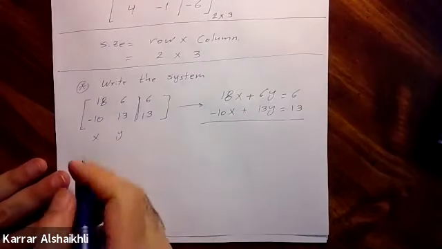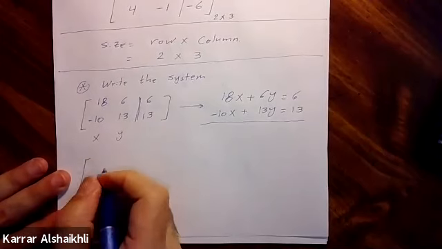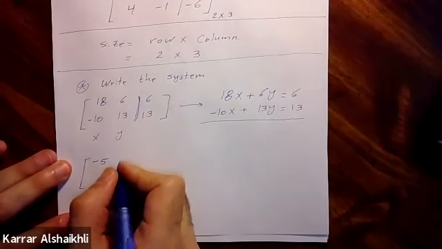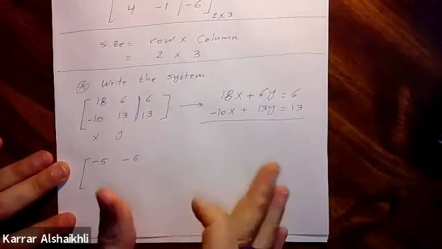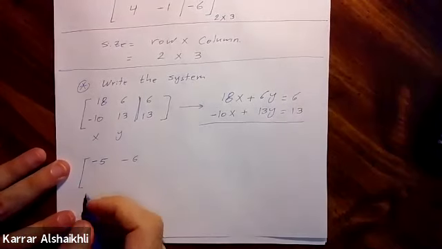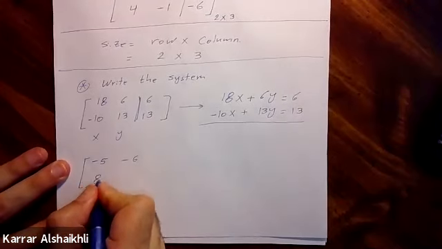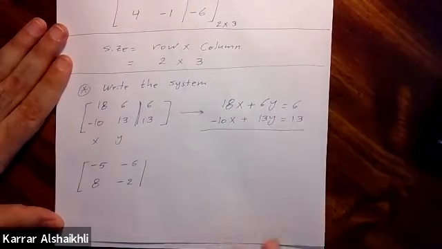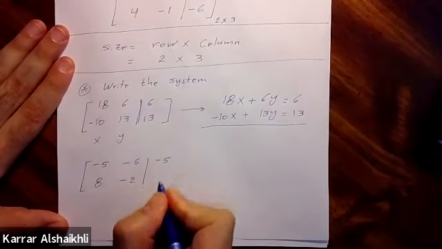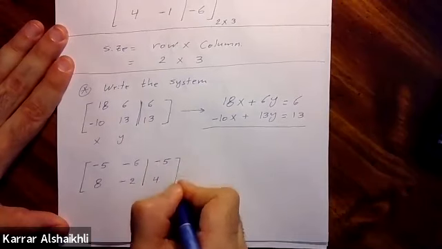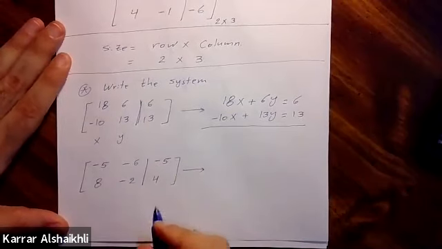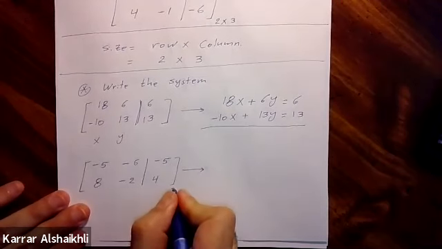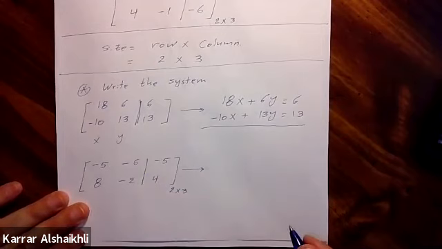Here's another one. If we have this augmented matrix, which is -5, -6, -5, 8, -2, 4. So be careful with the sign in the matrix. They give you the augmented matrix, and you have to write down the system. So this is the augmented matrix. The size for this augmented matrix is 2 rows, 3 columns, so 2 times 3.